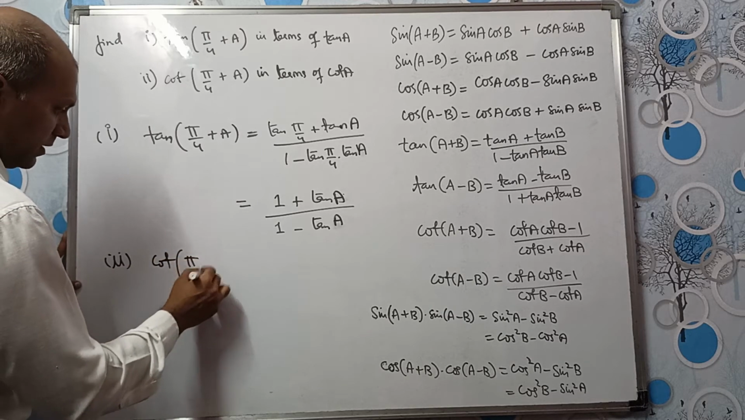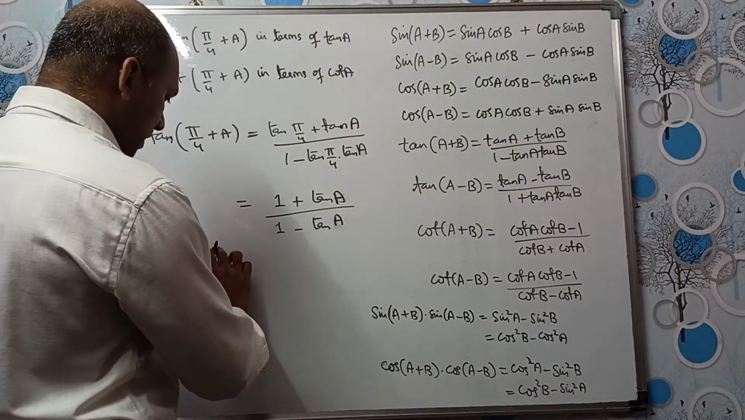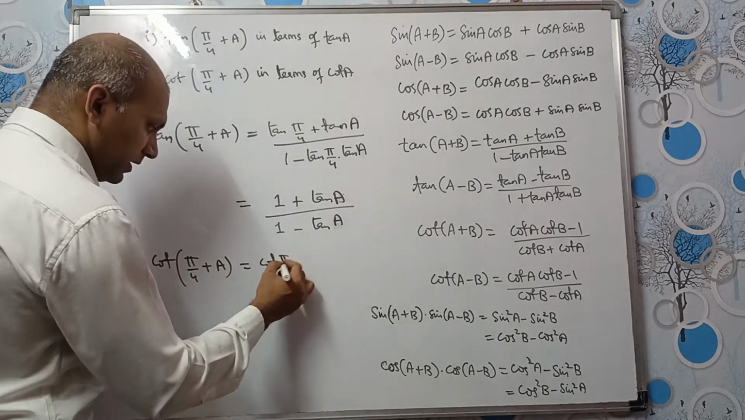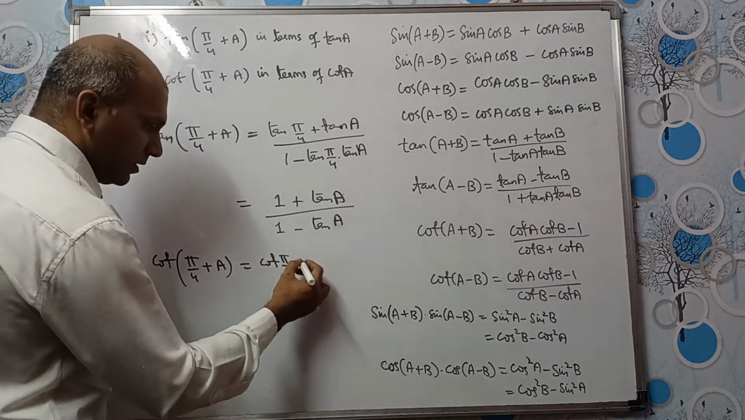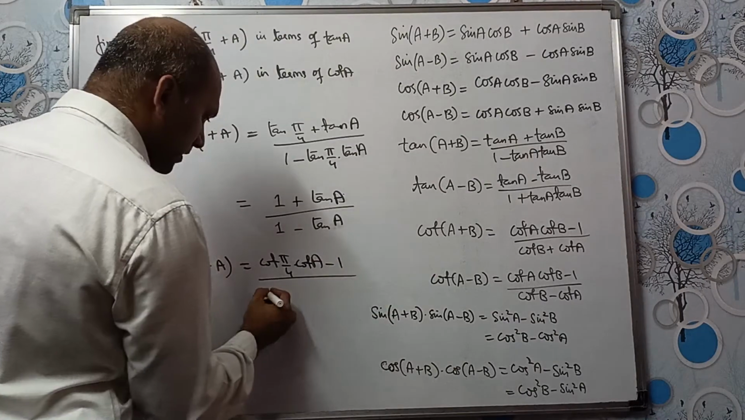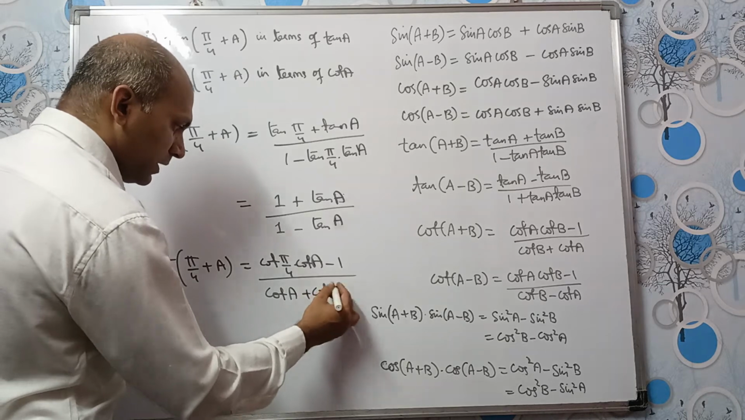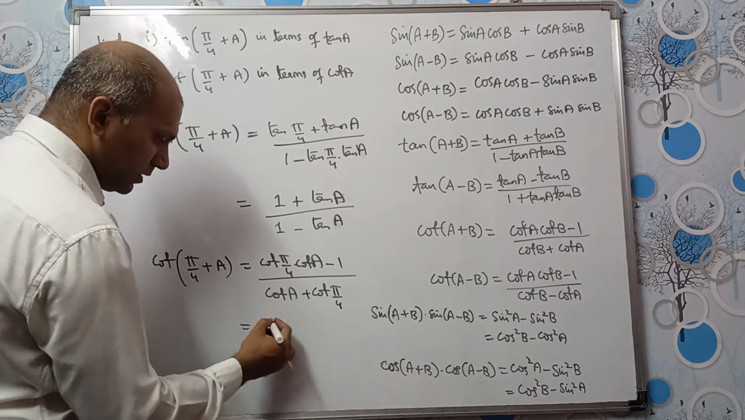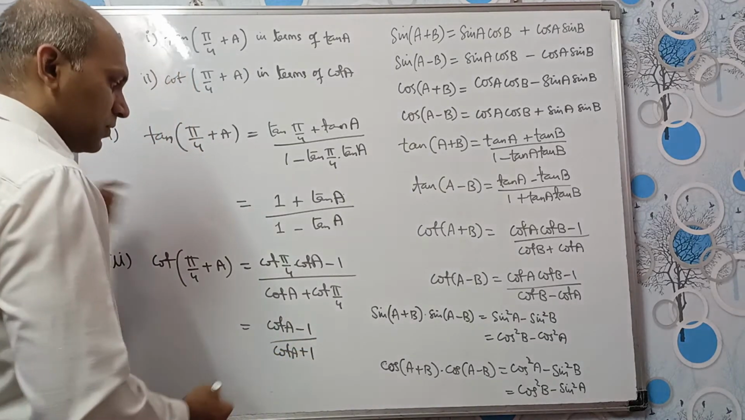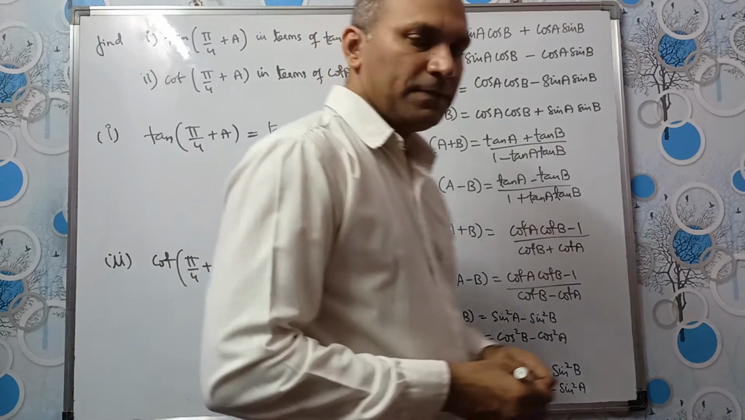Alright, now, how clumsy of me, right? Cot(pi by 4 plus a) in terms of cot a. It's the cot(a plus b) formula, right? So it is cot a cot pi by 4 minus 1 by cot b plus cot a, with b being pi by 4. So this is 1 into cot a, which is cot a minus 1, over cot a plus 1, because cot pi by 4 is 1. So we found the value of cot(pi by 4 plus a) in terms of cot a.